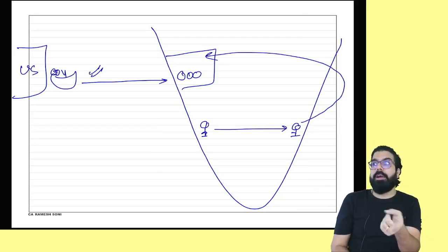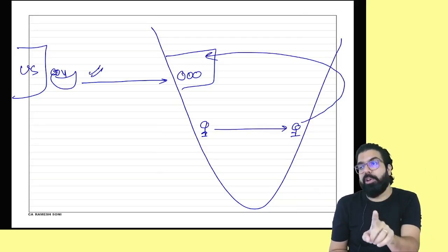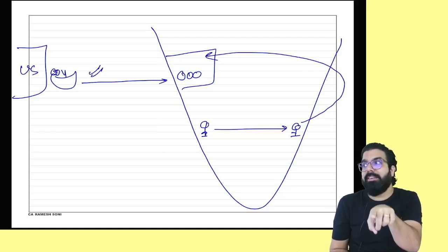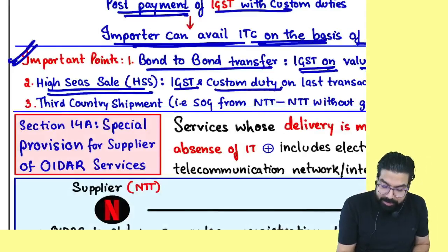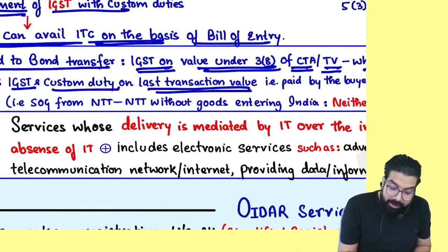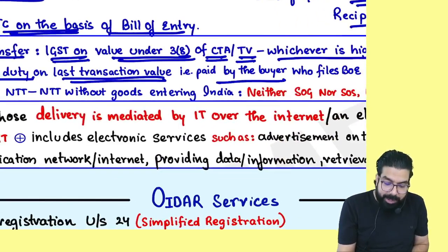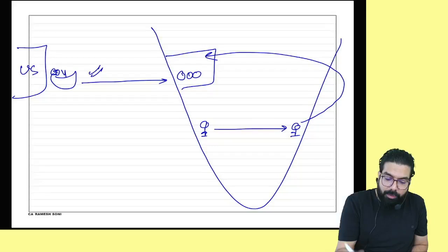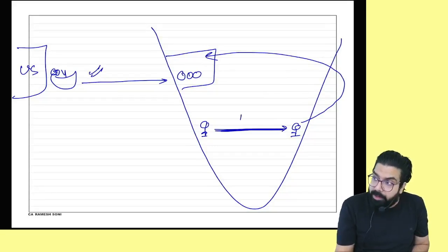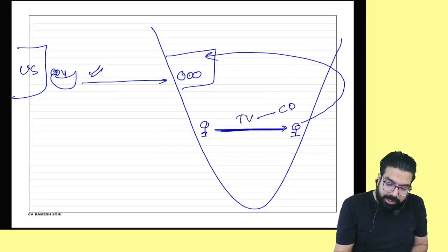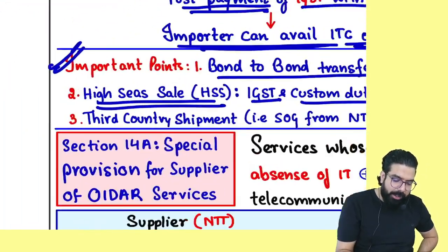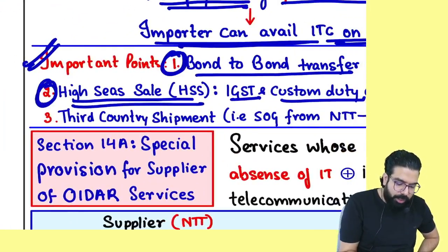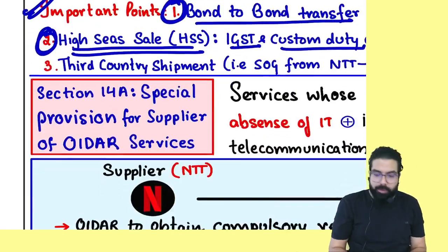then always remember he has to pay the custom duty also, and he has to pay the IGST also. But here you have to remember the IGST and the custom duty are paid on the transaction value which is paid by the buyer who files the bill of entry. So whatever was our transaction value, on that only custom duty will come, and on that IGST will be calculated. These two points I like from an exam point of view; they can ask them to you.